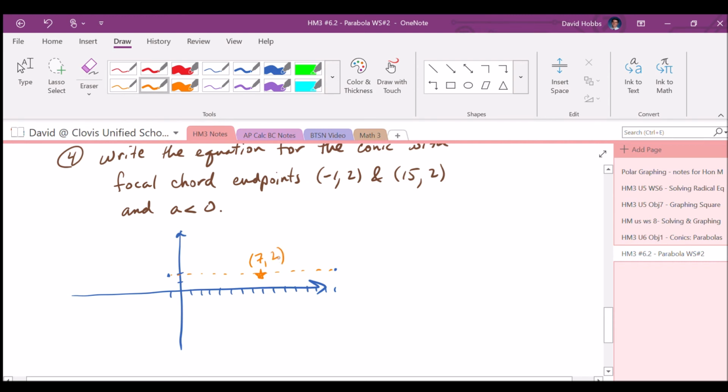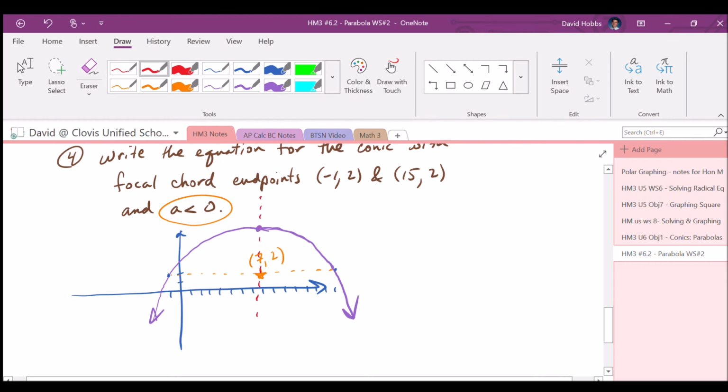Which way is this opening? Well, the a value is negative, so it's opening down. Okay, so it's doing something where it's opening down. Not drawing this to scale very well. So my vertex is up here somewhere. And my axis of symmetry goes through those two.